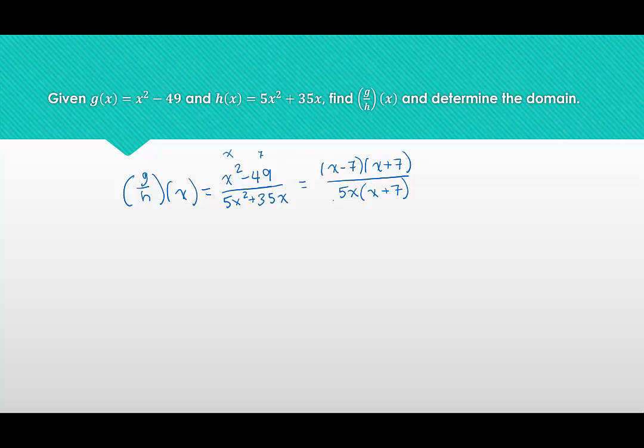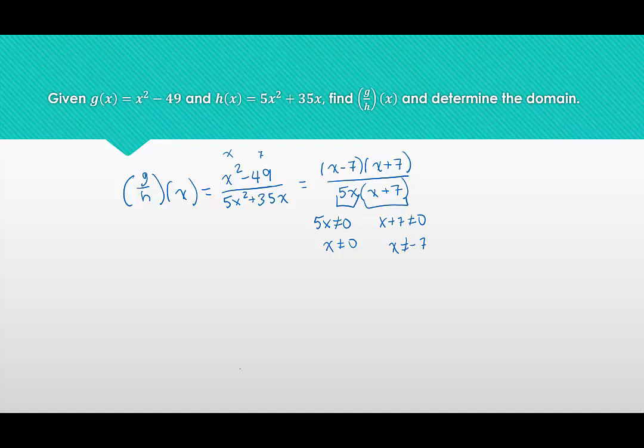So we know that we cannot have a 0 in the denominator, so we're going to set each factor and say, well, 5x can't equal 0, and x plus 7 cannot equal 0. So what does that mean? This means here that x cannot equal 0, right? Because 5 times 0 cannot be 0. And here x cannot equal negative 7.